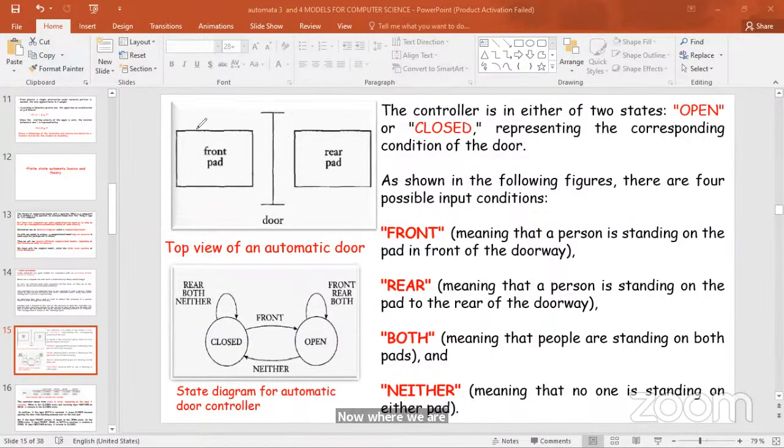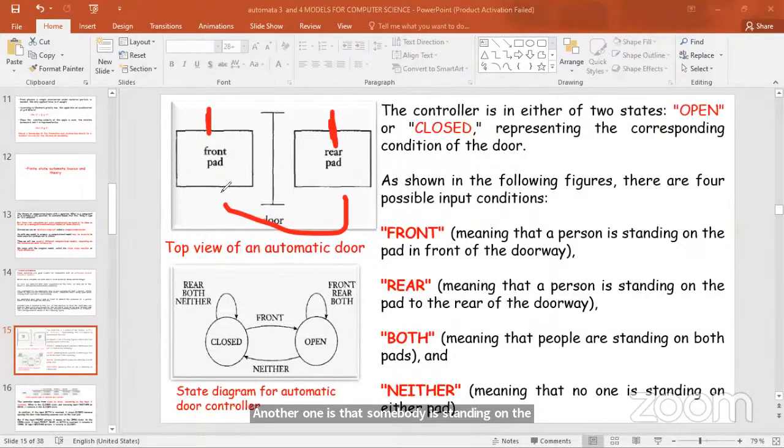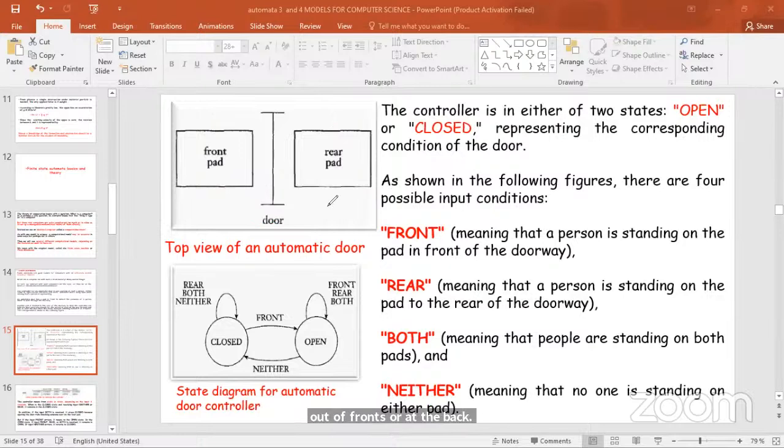The first one is that somebody is standing on the front panel. Another one is that somebody is standing on the rear panel. It could also be that 2 people are standing simultaneously at the front and at the back, or you do not have anybody on the door at all. So these are the 4 possible input conditions that you could have.